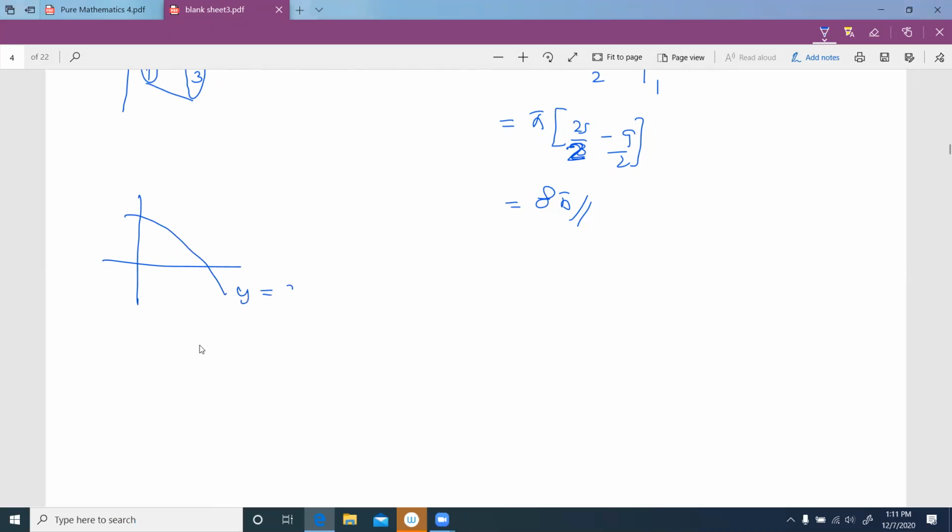y equals 9 minus x squared. Then the x coordinate here is 0. If we simplify here and put t equals 0, what do you get? This coordinate becomes 3.